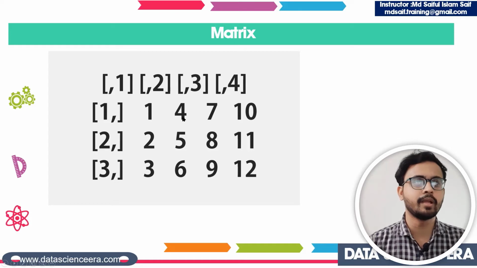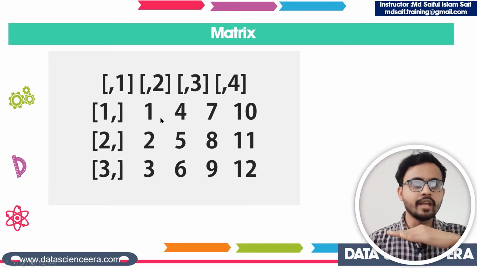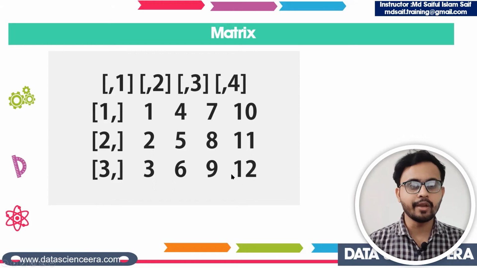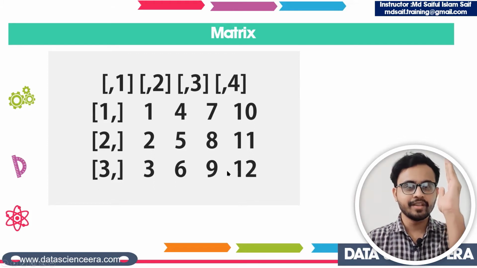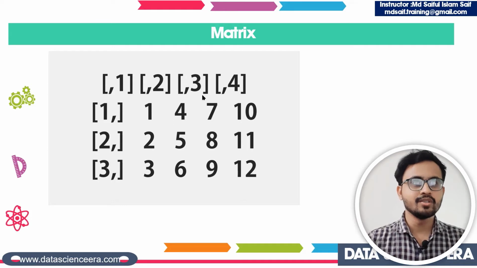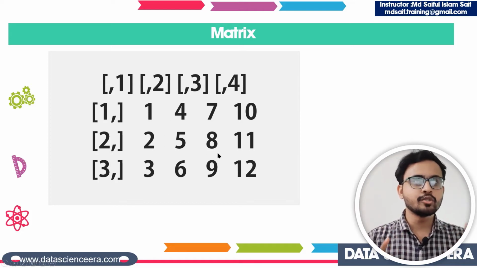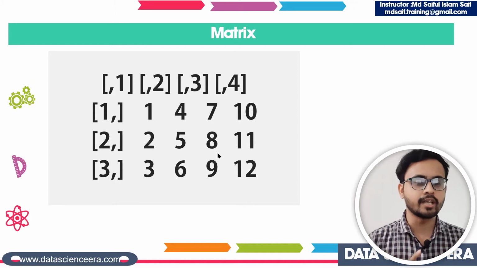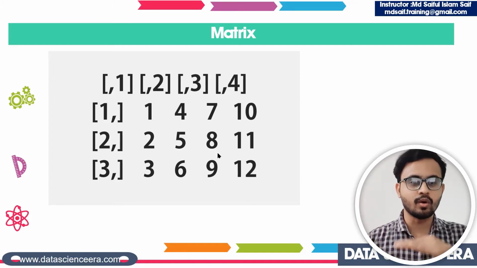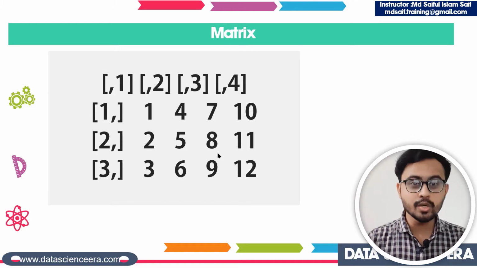You can see that here you have like 1 4 7 10. When you consider that in a horizontal way, then it is called rows. So here we have 1 2 and 3 rows in horizontal way, right? And when you consider that in vertical way, that is known as columns. So here we have 1 2 3 4 columns in total. So I hope you got the idea about rows and columns. The difference between vector and matrix is that a vector is just one dimension, only one dimension. Here you have 2 dimensions.